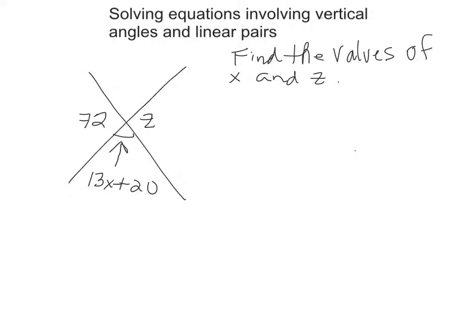This topic is called solving equations involving vertical angles and linear pairs. So you need to know what those terms mean. Vertical angles mean that when you have two lines that crisscross, they're going to be opposite each other. So these here would be vertical angles. They would be equal to each other. These here are also vertical angles, and they are also equal to each other. So that's a special relationship between vertical angles.